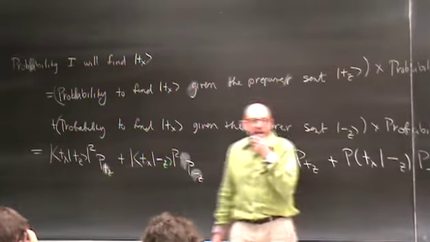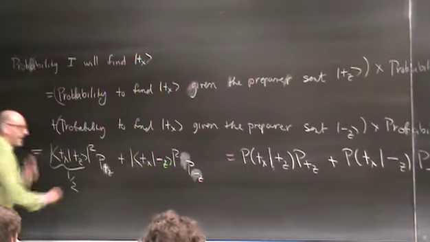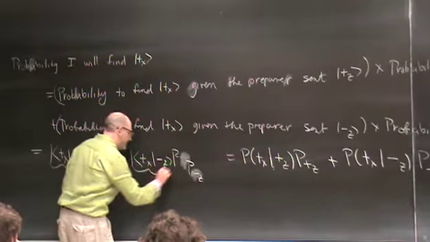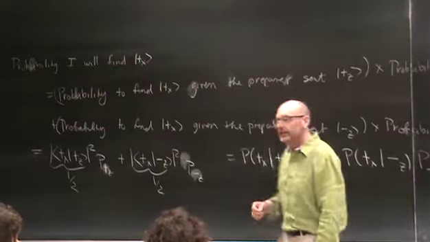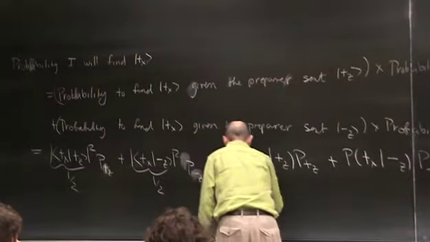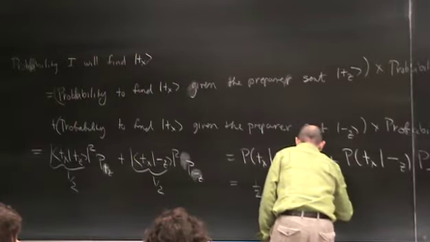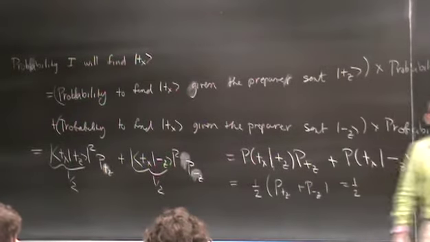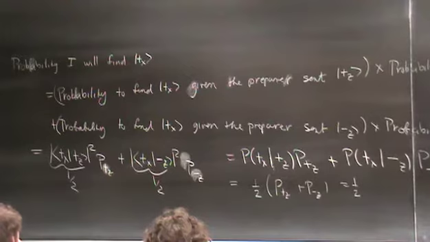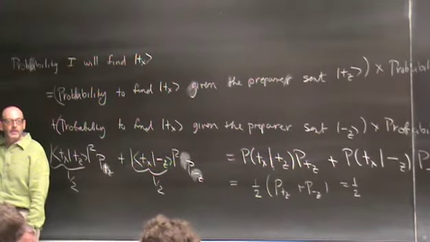And in this particular case, what is the answer? As was said, this is a half, and this is a half. In this particular instance, this thing is equal to a half times the sum of the probabilities of heads or tails together, which is 1, so it is a half. So in this case, I'll see a random 50-50 chance.